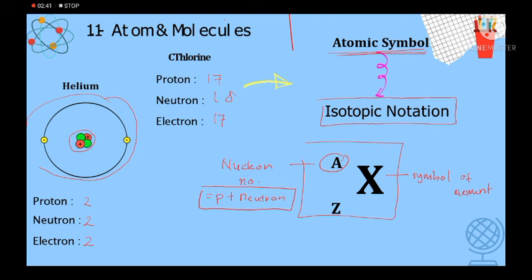The last one is Z. What is Z? Z is the proton number. Can you get it? But sometimes in the question they might say atomic number instead of proton number. So if they ask about atomic number in the question, that means they refer to the proton number. And the nucleon number can also be identified as the mass number. So this is basically the basics of isotopic notation.